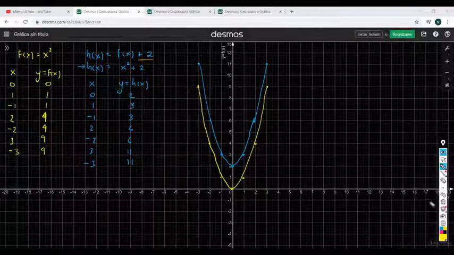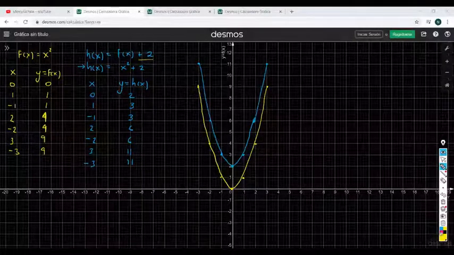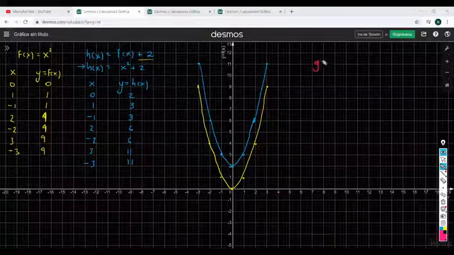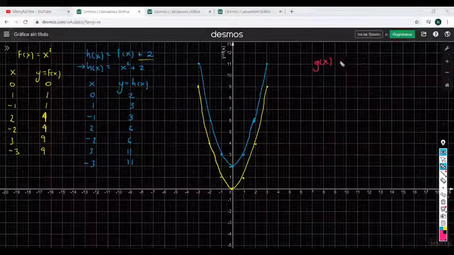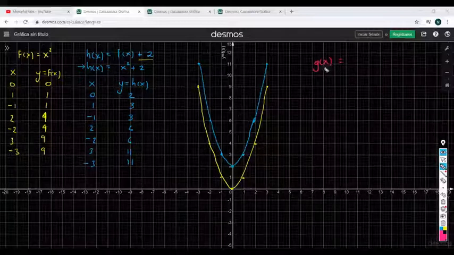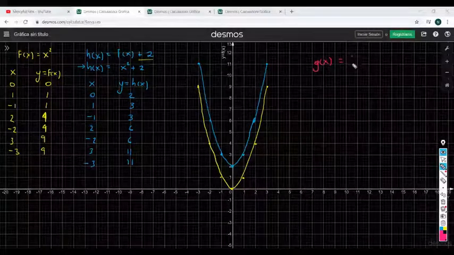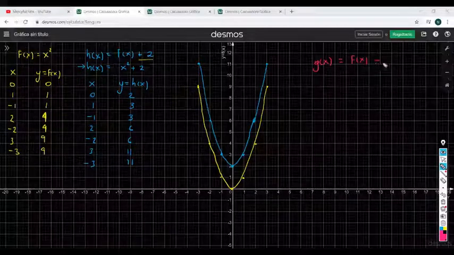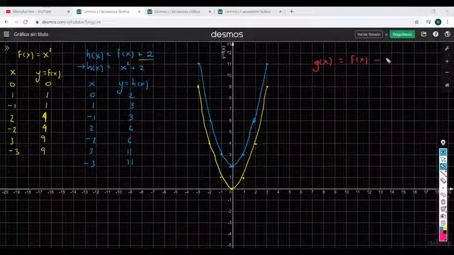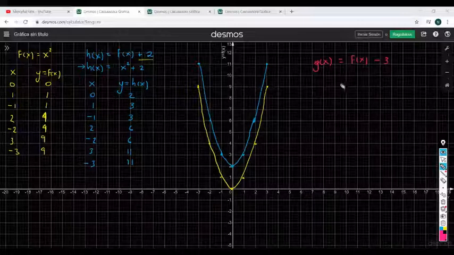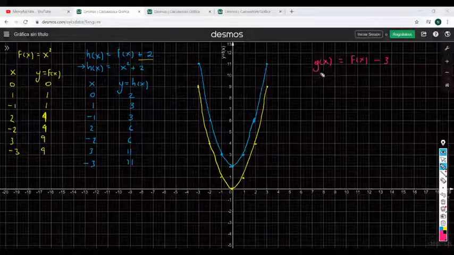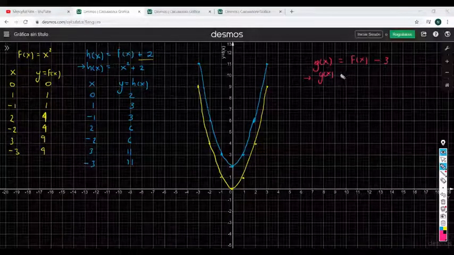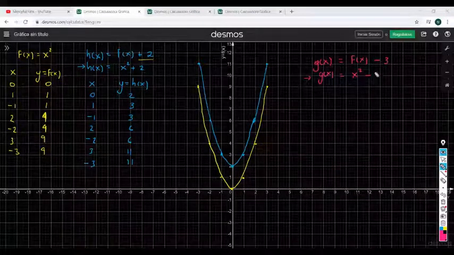Can you see? Now, if we did something similar, not the same, but something similar, if I come up with another function, which I may call g of x, and I decide that g of x is going to be the same as f of x, and now let me subtract, let's say 3, okay? And I do exactly the same thing. I'm going to say g of x is then equal to x squared minus 3.